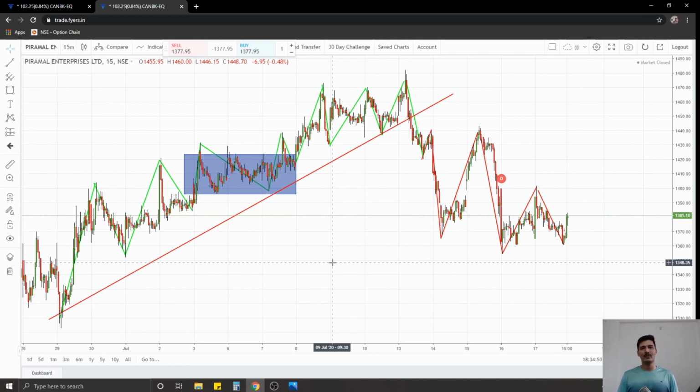Now we only had one chart to discuss. You can practice this on literally any asset. You can do this on any asset type. You can do this on indices, commodities, equity, FNO, every single thing. It is going to work because it is price action. It is universal in nature. There should be no problem with it whatsoever.